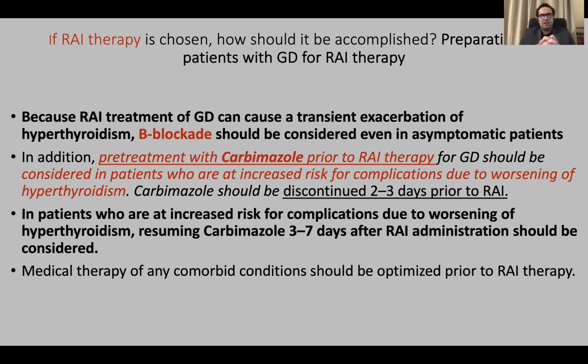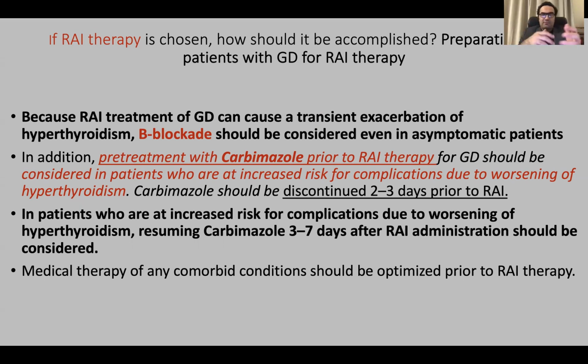Because radioactive iodine therapy can potentially result in a transient exacerbation of hyperthyroidism, therefore, beta blocker should be given to every patient, even in asymptomatic patients, especially to the elderly or those who have high risk. We have to give beta blocker first to those whose free T4 is high. In addition, if free T4 is more than 3 or even 2.5, you should pre-treat with carbimazole prior to RAI therapy.